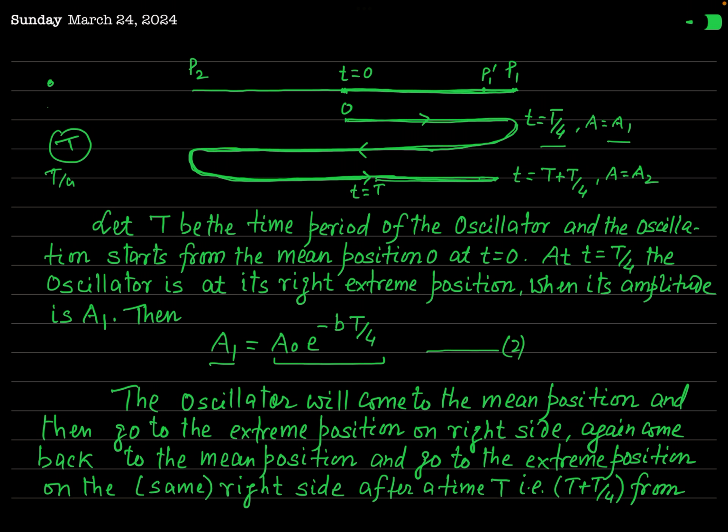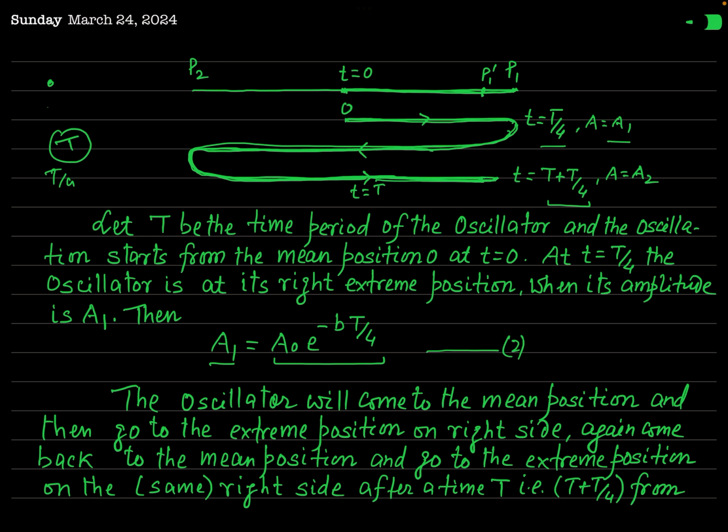You can see the time taken by the oscillator moving from O to P1, and again P1 to P2, and P2 to again O, that will be T. And from O to this P1 dash, I have not written P1 because the amplitude will decrease. So now the extreme position will be shifted to P1 dash. But the time taken moving from O to P1 dash now will be T by 4. So the total time when the oscillator is again back at the same extreme position is T plus T by 4.